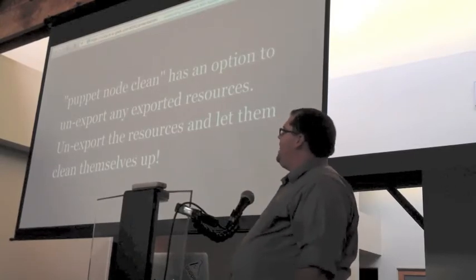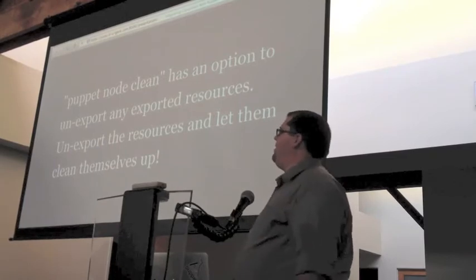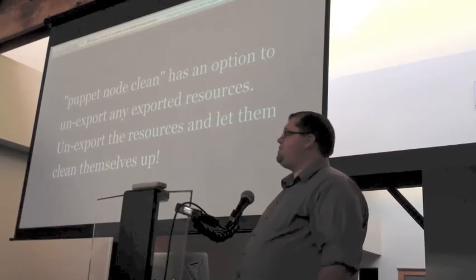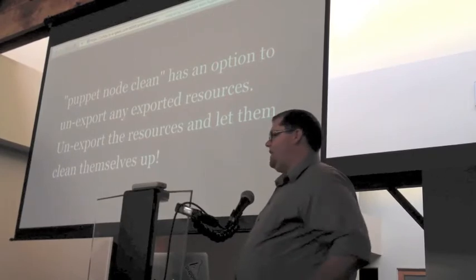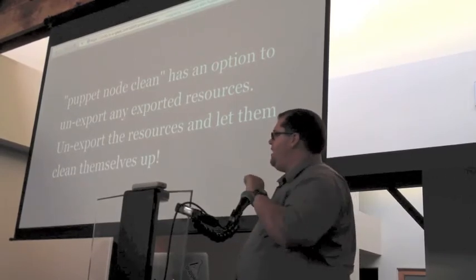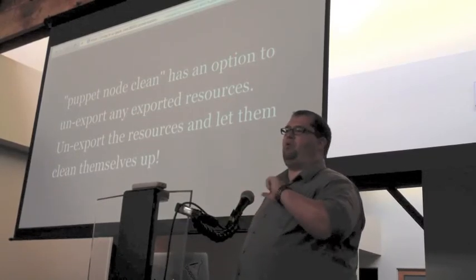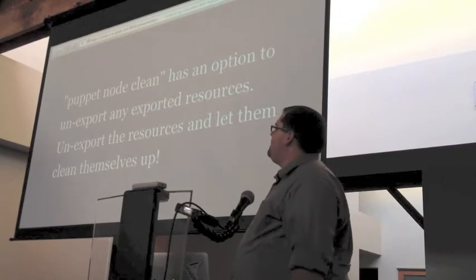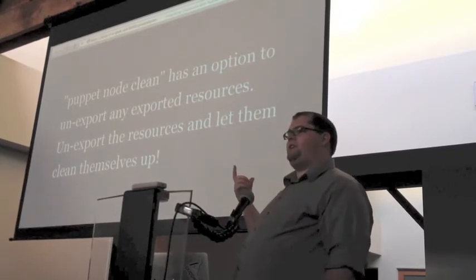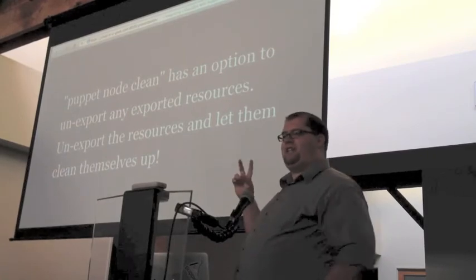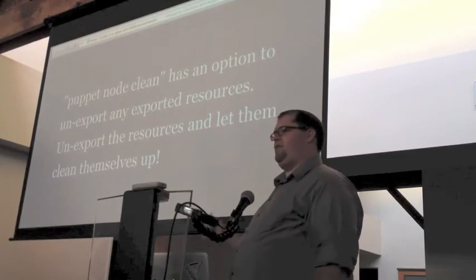So puppet node clean has an option where you can, instead of removing it from the database, tell it to unexport any exported resources. So that's pretty cool, because what that means is, let's say you destroyed your node, you run puppet node clean on it, and it unexports that Nagios host resource, right? So the next time your Nagios server checks into Puppet, it's going to see that that resource is now set to ensure absent. It's going to remove it from the host, and you can have it bounce Nagios for you.